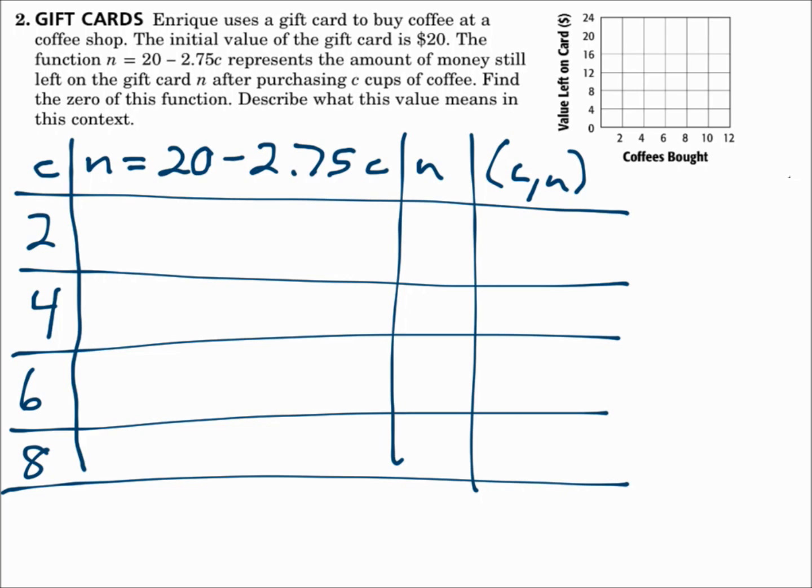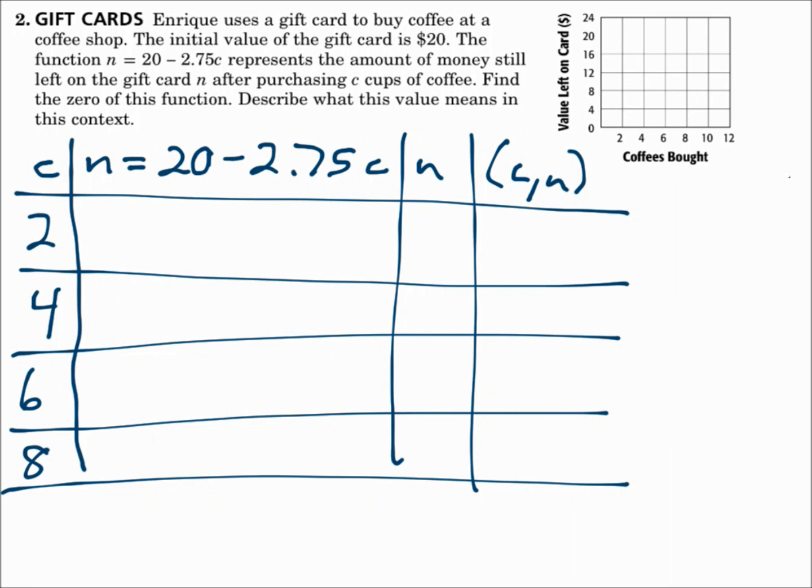Well, we'll make a c column. C is like x, and we'll use the values on the graph there, 2, 4, 6, 8. We have the function written next where we'll substitute the values in. The n column, which will be like y, and then c comma n for our points, which will be like x comma y.